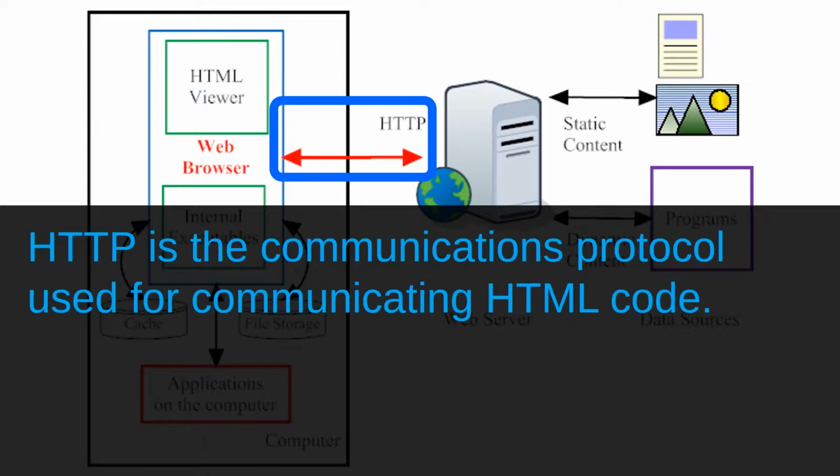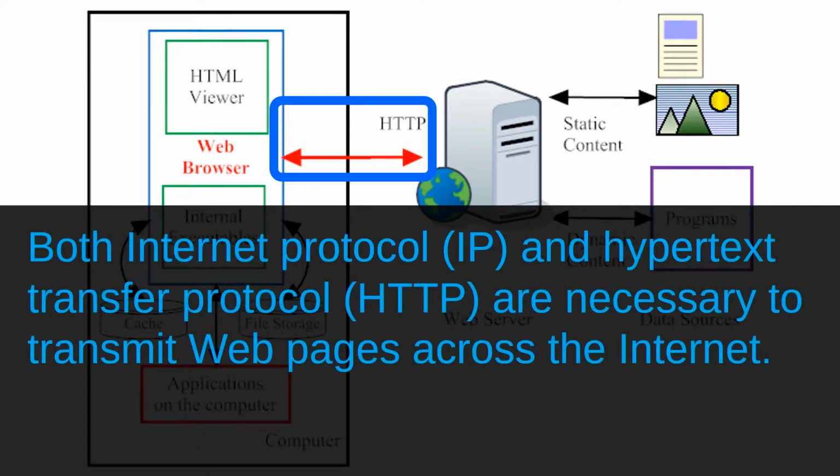Now, you may remember, in an earlier lesson I said that computers communicate across the internet using a set of rules called Internet Protocol, or IP. Now, you might be wondering, well, which is it, IP or HTTP? Technically, the answer is that computers need to use both IP and HTTP in order to access web pages. IP is necessary for communicating anything at all across the internet, whether it be a web page or something else. But HTTP is an additional protocol that's only necessary to communicate web pages.